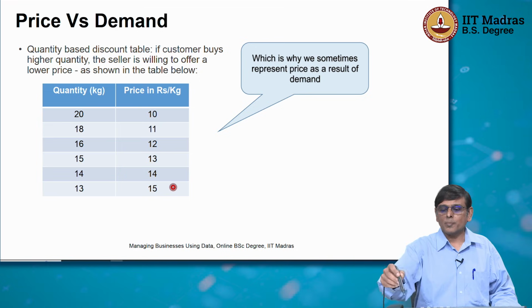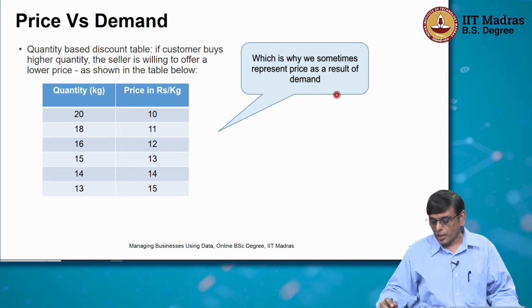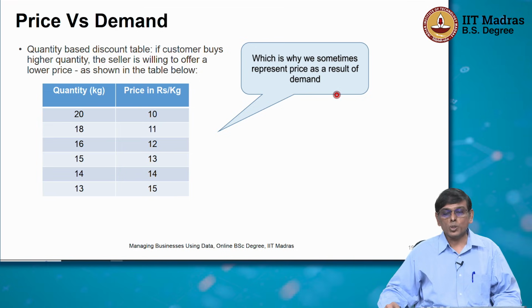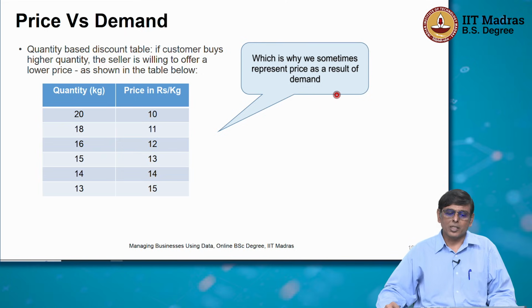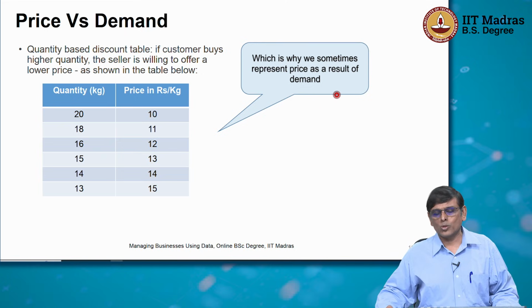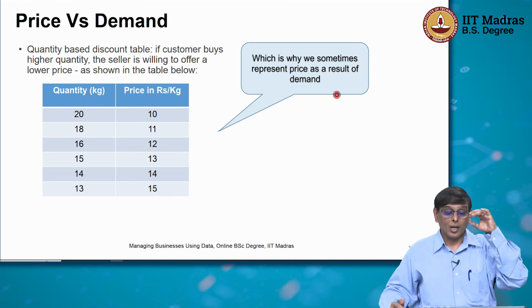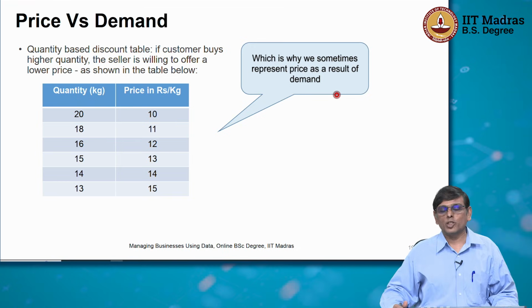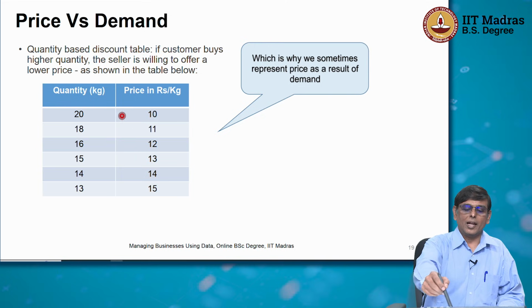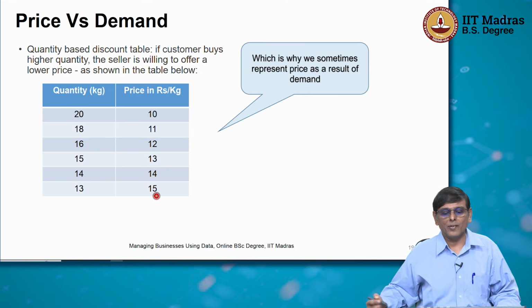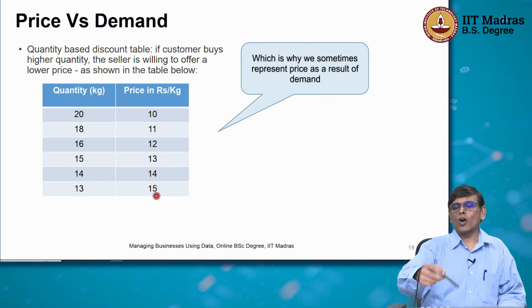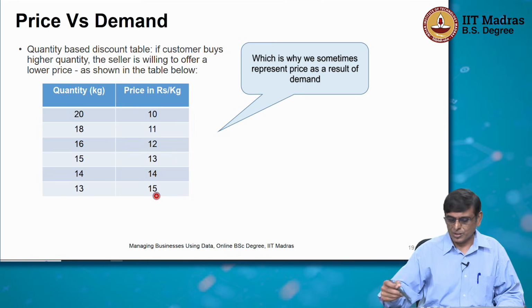And this makes sense. Sometimes we put price as a result of demand. When you sell to customers, you can do discounted pricing. It happens all the time. You can go to the customer and say, look, I am willing to give you 10 rupees provided you buy 20 kilos. If you are going to buy only 13 kilos, then I can only give you 15 rupees. This is called a discount table. If you are buying large quantities, I am willing to give you discounts.